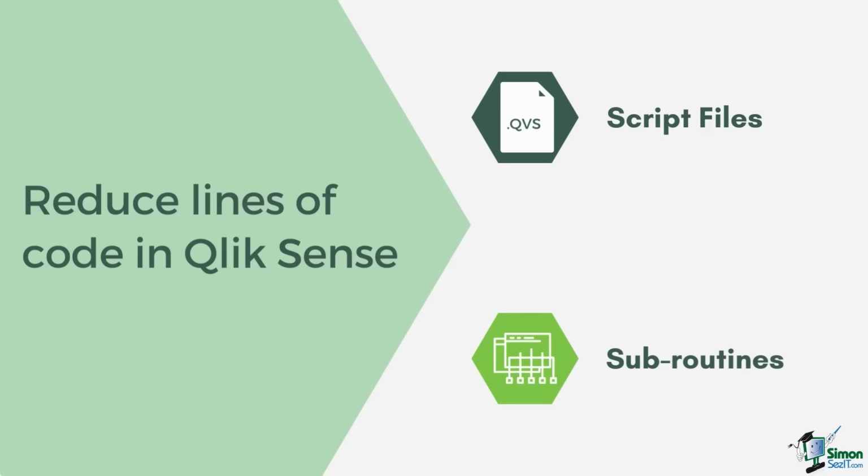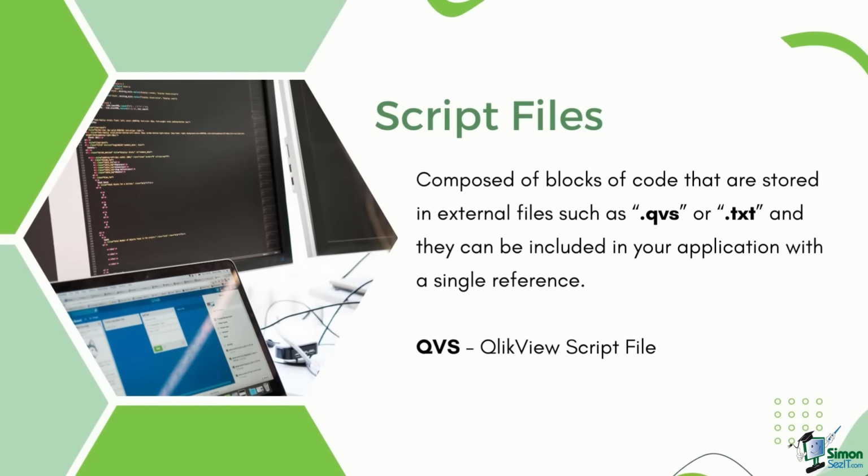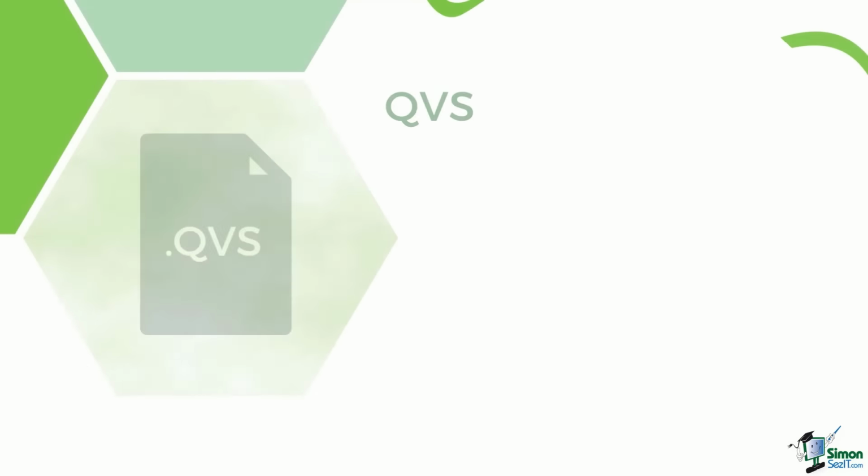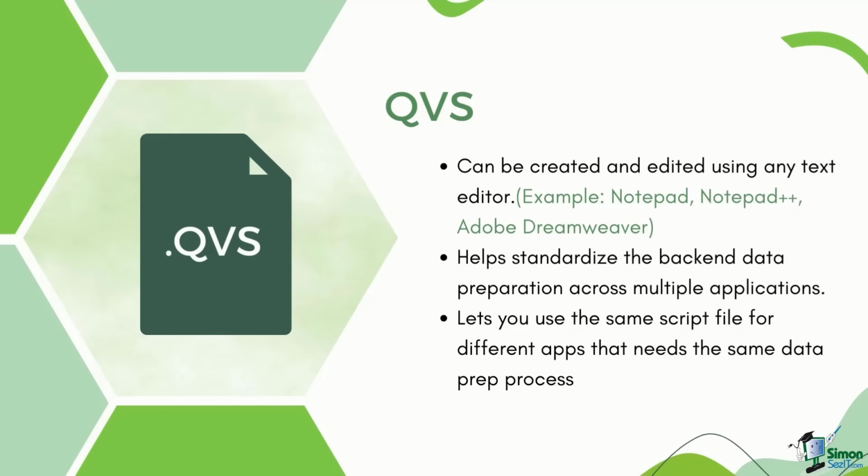We've seen from the past lessons that scripts on Data Load Editor can become lengthy and elaborate depending on the complexity of the app you are developing. To make the process more efficient, Qlik Sense offers ways to reduce the lines of code using script files and subroutines. Script files are composed of blocks of code that are stored in external files such as .qvs or .txt, and they can be included in your application with a single reference. QVS is the abbreviation for the QlikView script file. To open QVS files, you can use any editor such as Notepad, Notepad++, or Adobe Dreamweaver.